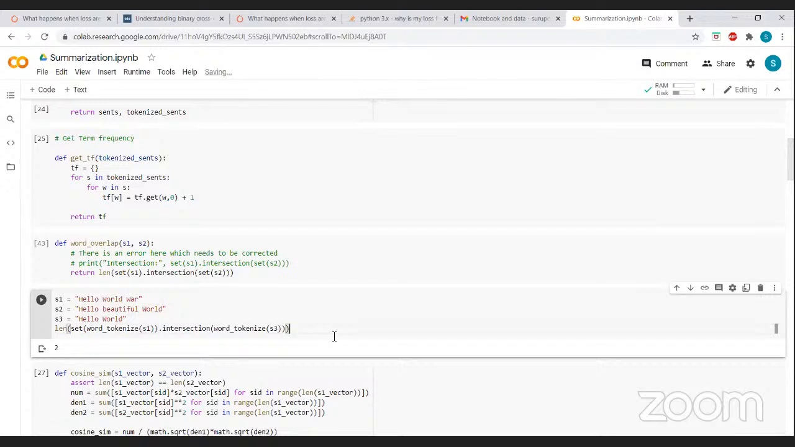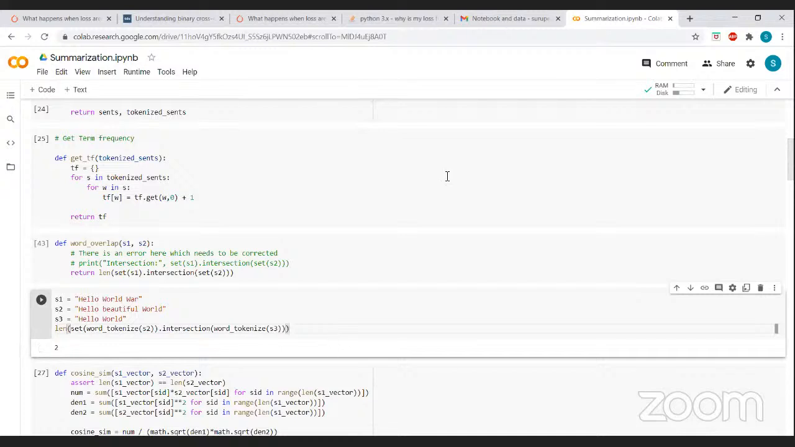I think the capitalization is not being taken care of. Okay, that I think is because Shuru just called word tokenize, but when we call sentence tokenizer, we are already lowercasing it. Okay, let me ask a question.